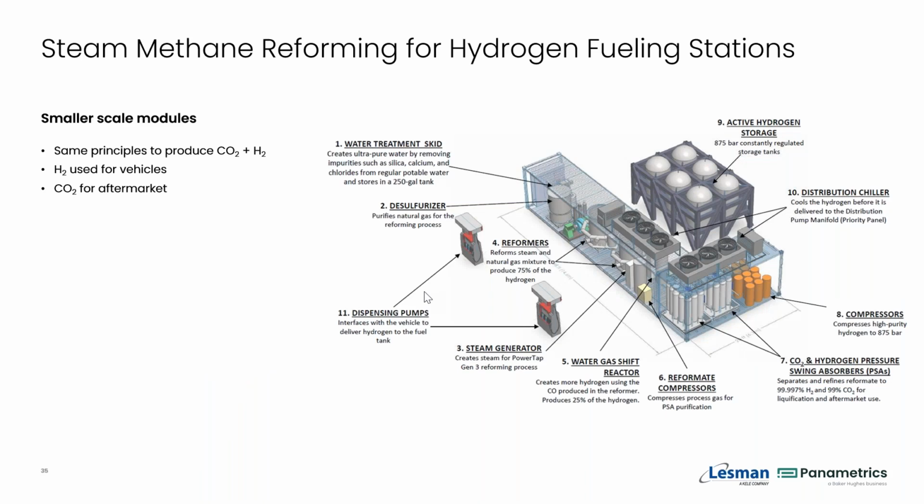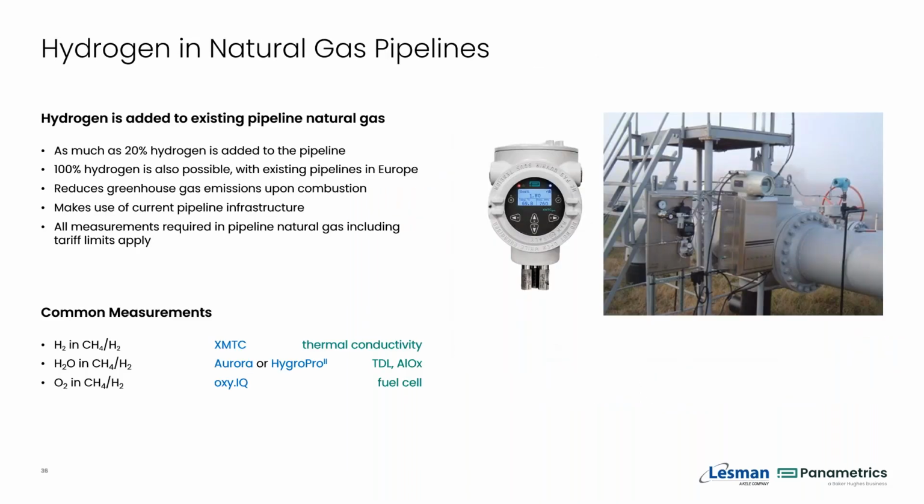Steam methane reforming is now also finding its way into skid-type, smaller-scale applications. Those are being used at fueling stations so that you can actually do hydrogen fueling with hydrogen on demand. So instead of using an electrolyzer, for instance, which is being used in many cases, you might actually have a modular steam methane reformer right there at your fueling station. And again, what you're looking for is hydrogen purity there.